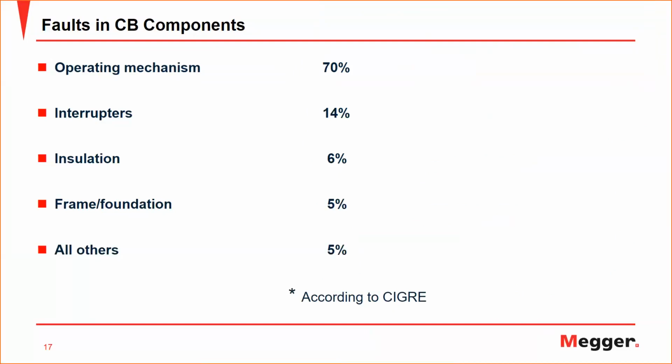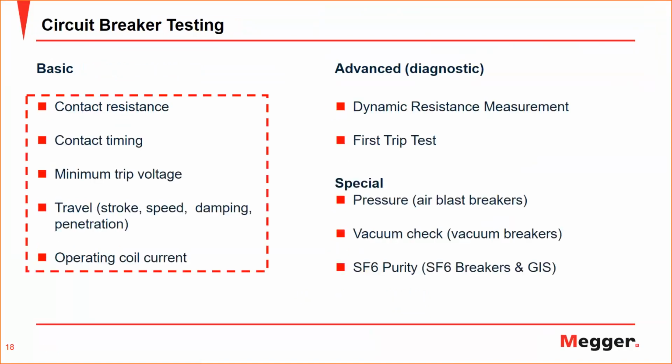So when we talk about the types of tests that we have in a circuit breaker, I would categorize them into three parts. I categorize the first as basic tests that everyone should do regularly, even in just normal maintenance tests. We recommend you do these, since they will give you the most information about your breaker condition. There are some advanced tests, like the dynamic resistance measurement and the first trip test.